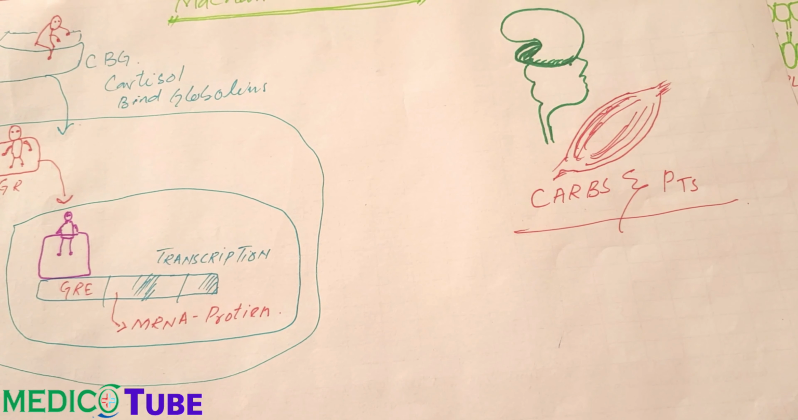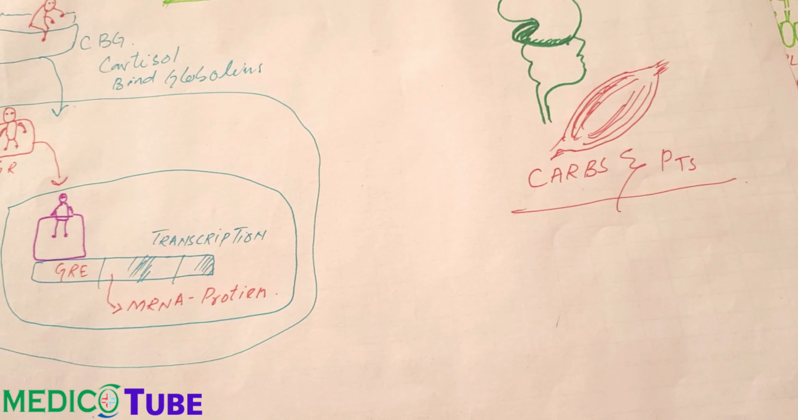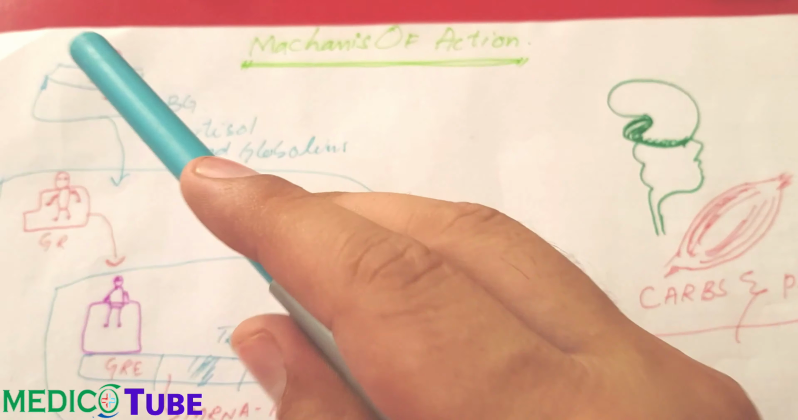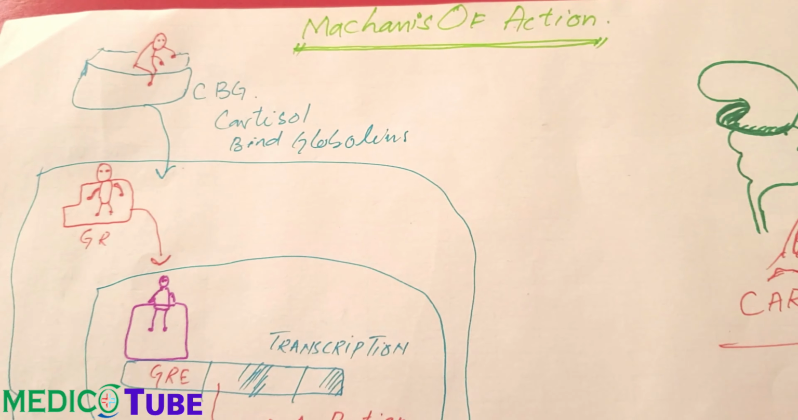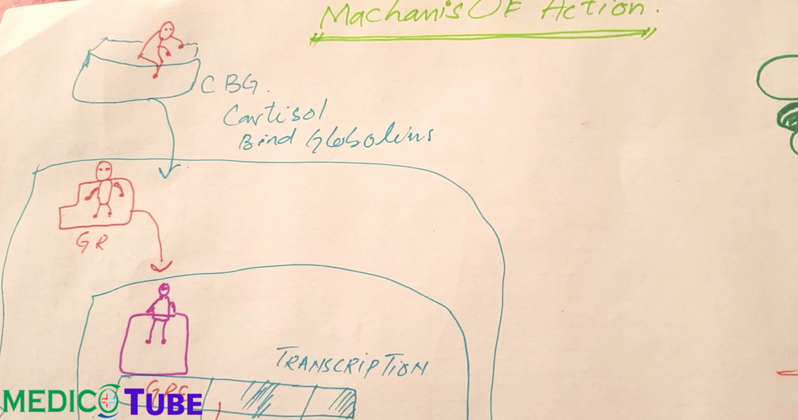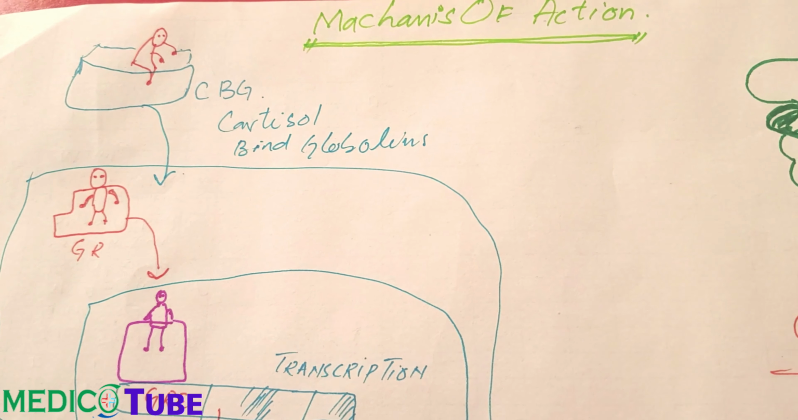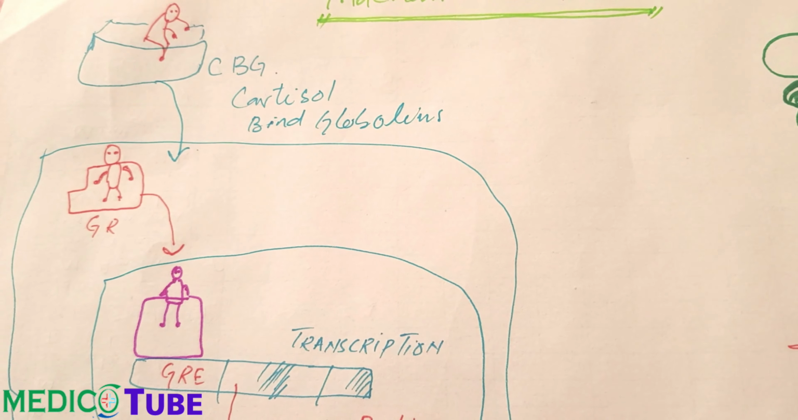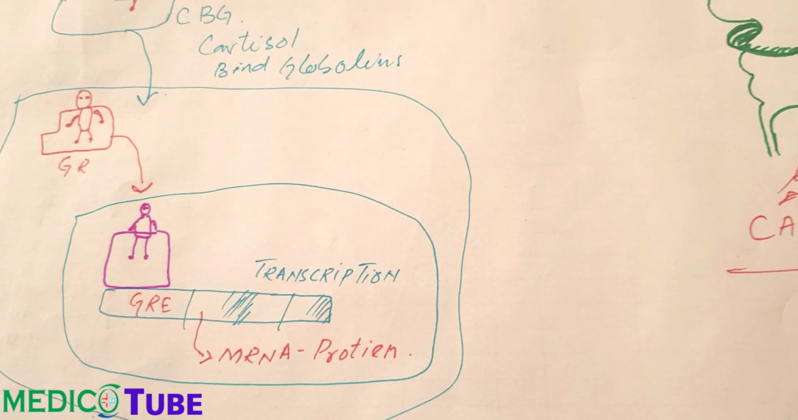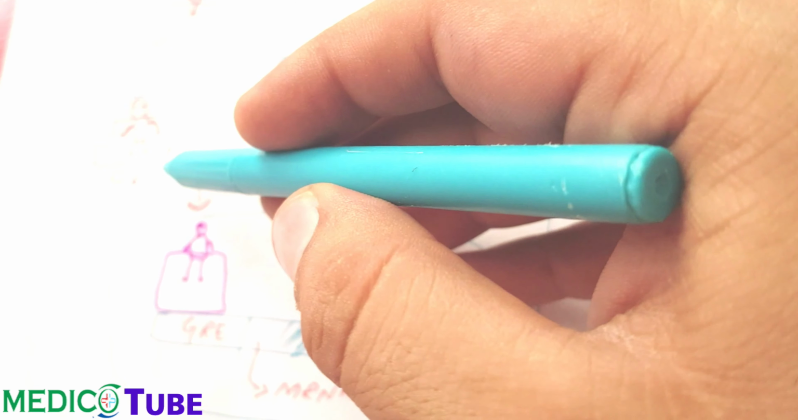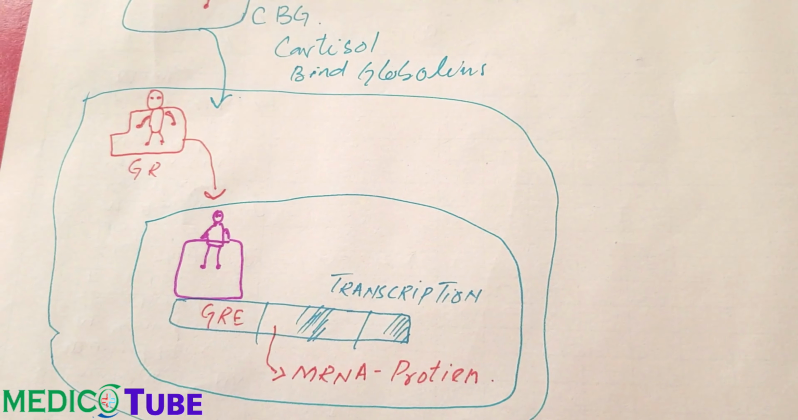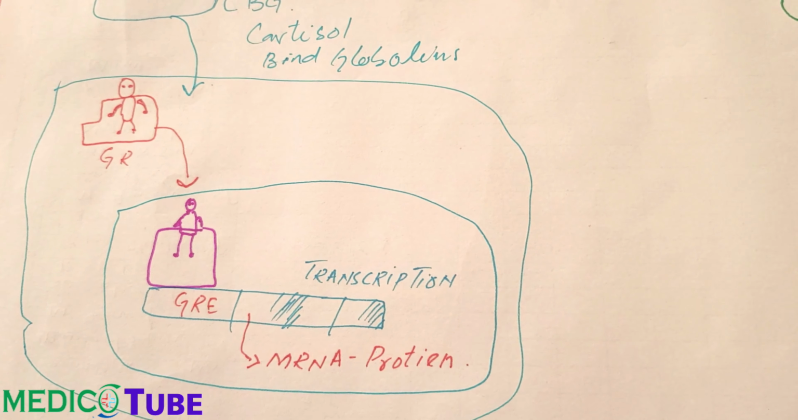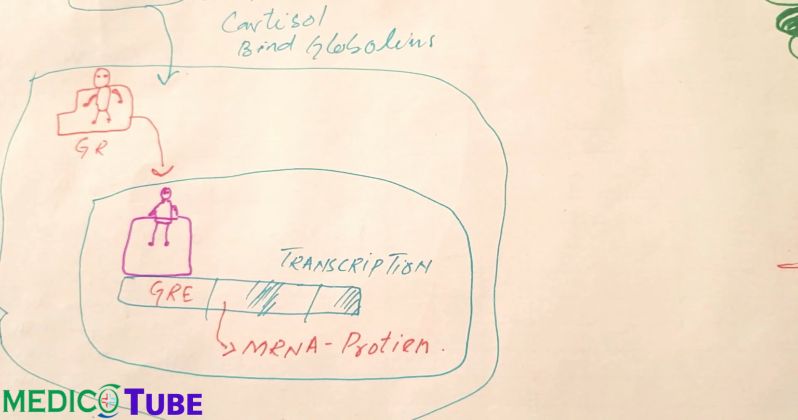So first of all, if you see this diagram, the steroid, this one over here, binds with specific proteins which are mainly produced by the liver, like cortisol binding globulins and albumins. It binds with these proteins, and these proteins take it into the cell. Once it gets into the cell, it binds with the specific receptors, and the receptor and steroid complex get into the nucleus.